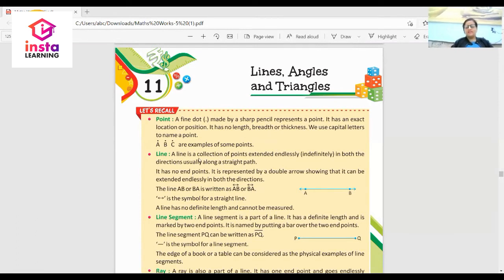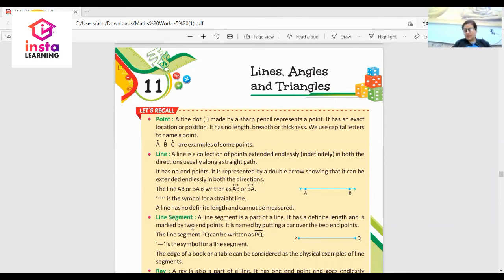Lines. A line is a collection of points extended endlessly in both directions, usually along a straight path. It has no end point. It is represented by a double arrow showing that it can be extended endlessly in both directions. Line AB and BA is written like this, so that it is the straight line. A line has no definite length and cannot be measured.